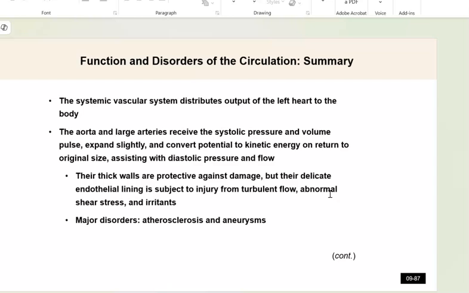All right, summary, which is lovely. The systemic vascular system distributes output of the left heart to the body. The aorta and large arteries receive the systolic pressure and volume. They expand slightly and they convert potential to kinetic energy on return to their original size, which assists with the diastolic pressure and flow. Thick walls are protective against damage, but their delicate endothelial lining is subject to injury, which leads us to atherosclerosis and aneurysms.